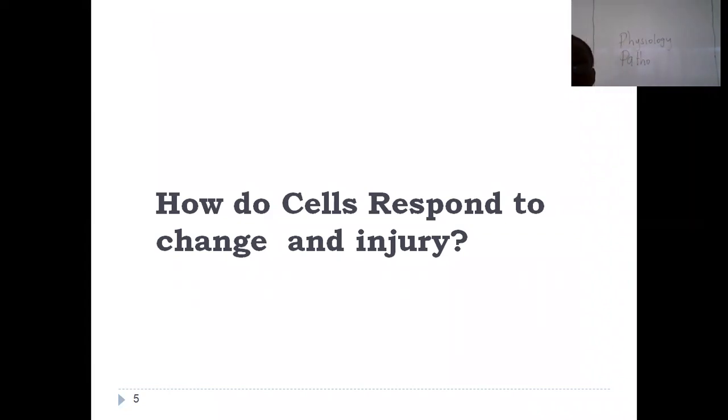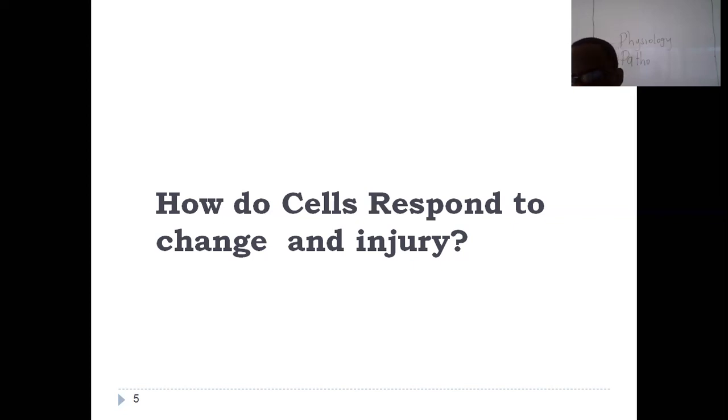Now, we want to know how cells respond to injury. So that basically means that a cell can be injured. And if a cell is injured, then there is a response. Just like you can be cut, your body can be cut. And how do you respond to that cut? How does it really happen?